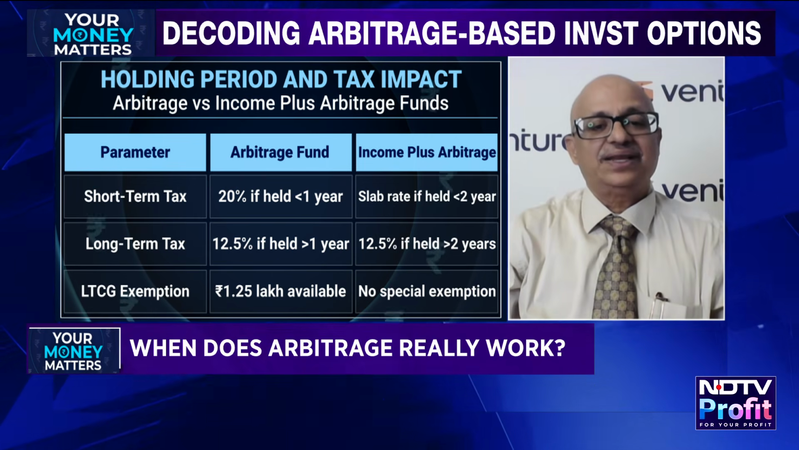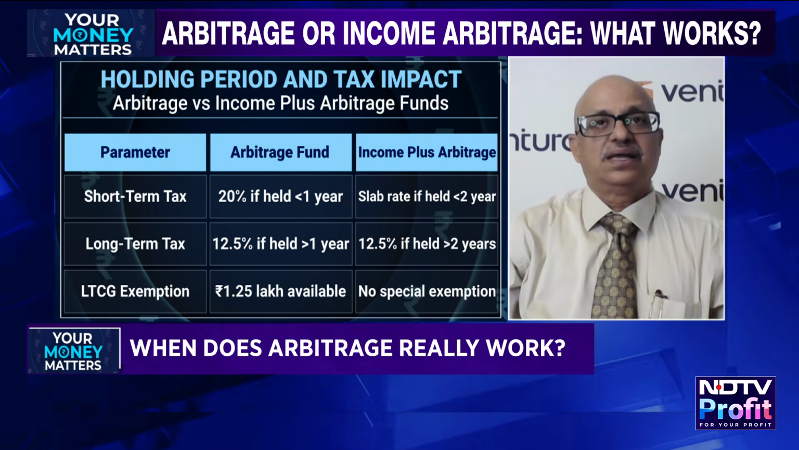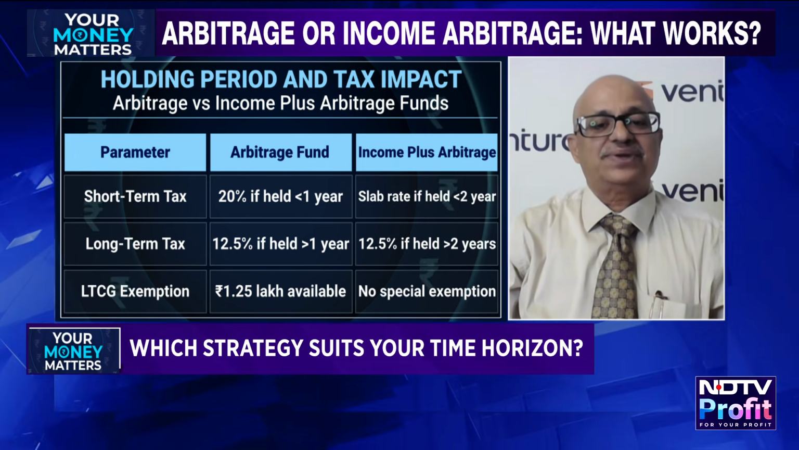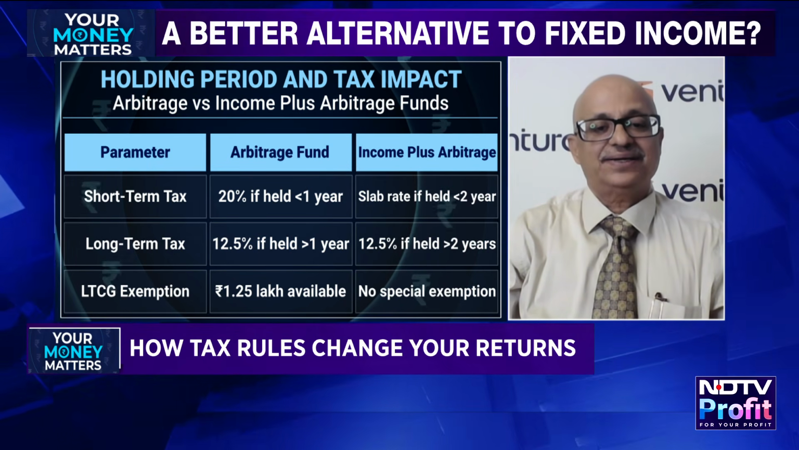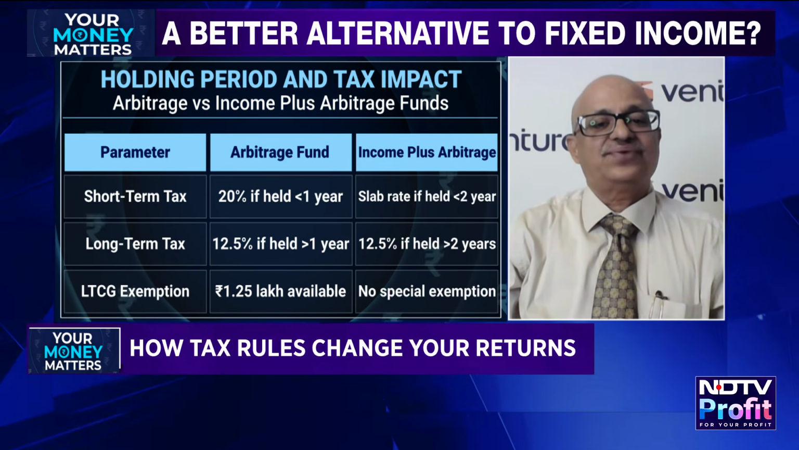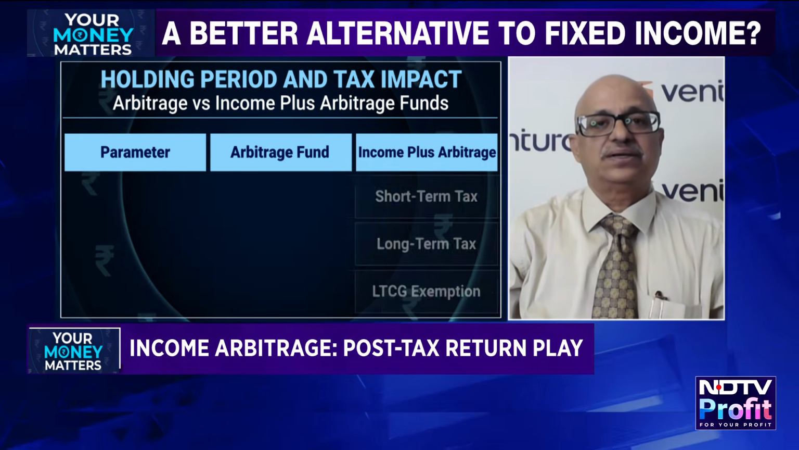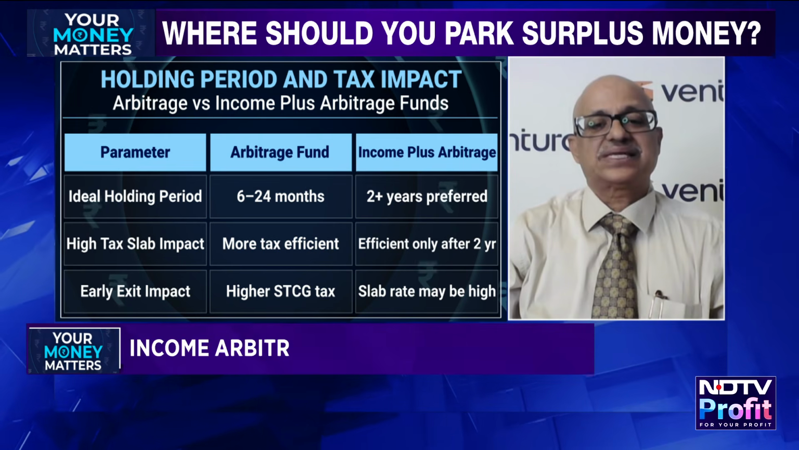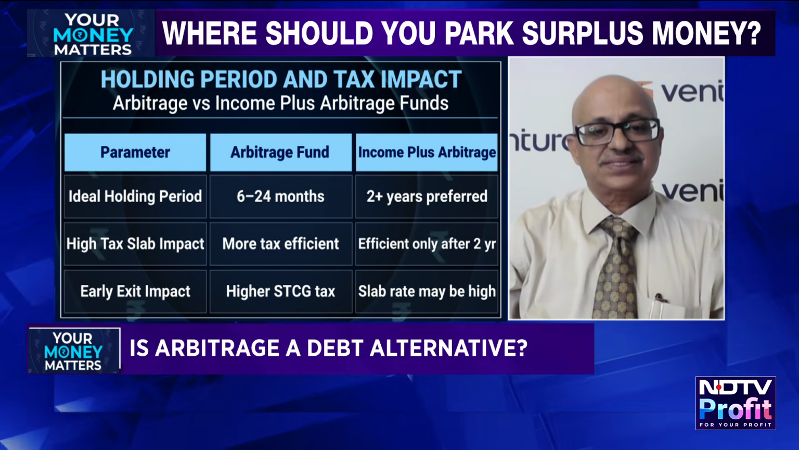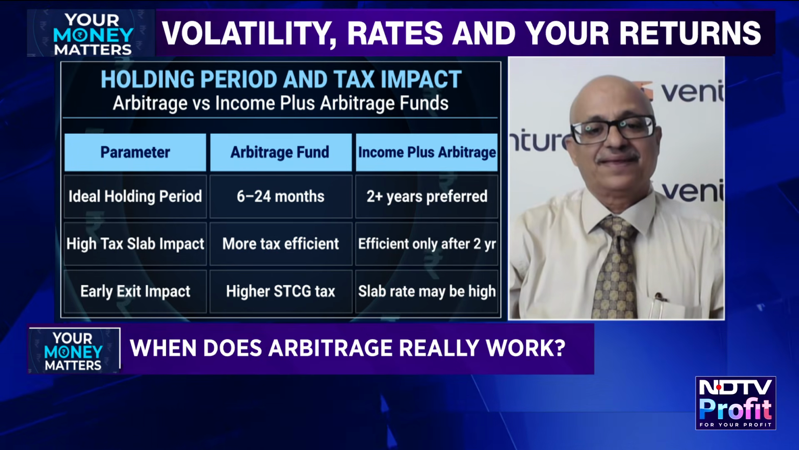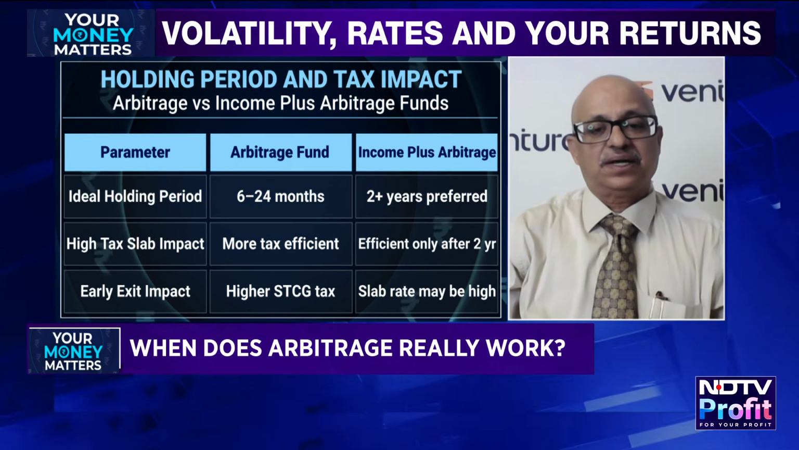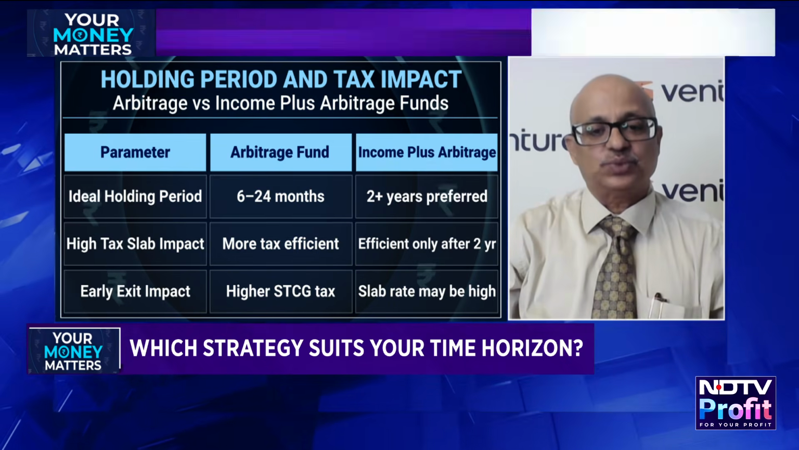So it's predominantly for the retail investors. An income plus arbitrage fund will have lesser volatility because there is already a debt component in it. An arbitrage fund is predominantly used even by corporates where they would have a 6-month time horizon, and HNIs who would want to park their money for 6 months to 1 year. So this is the basic difference between the two.